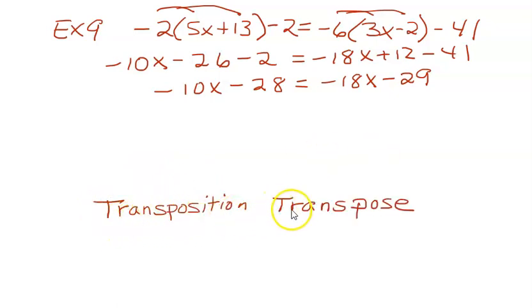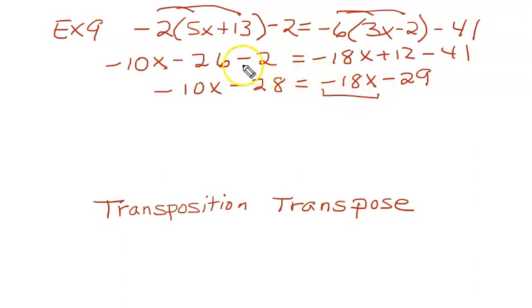Transpose, and another form of it, transposition. Now, what is that? Well, this is a shortcut we often use in solving equations. If we want to remove a term from one side, we can just take it and physically move it to the other side. And when it crosses the equal sign, the sign of the term we're moving changes.